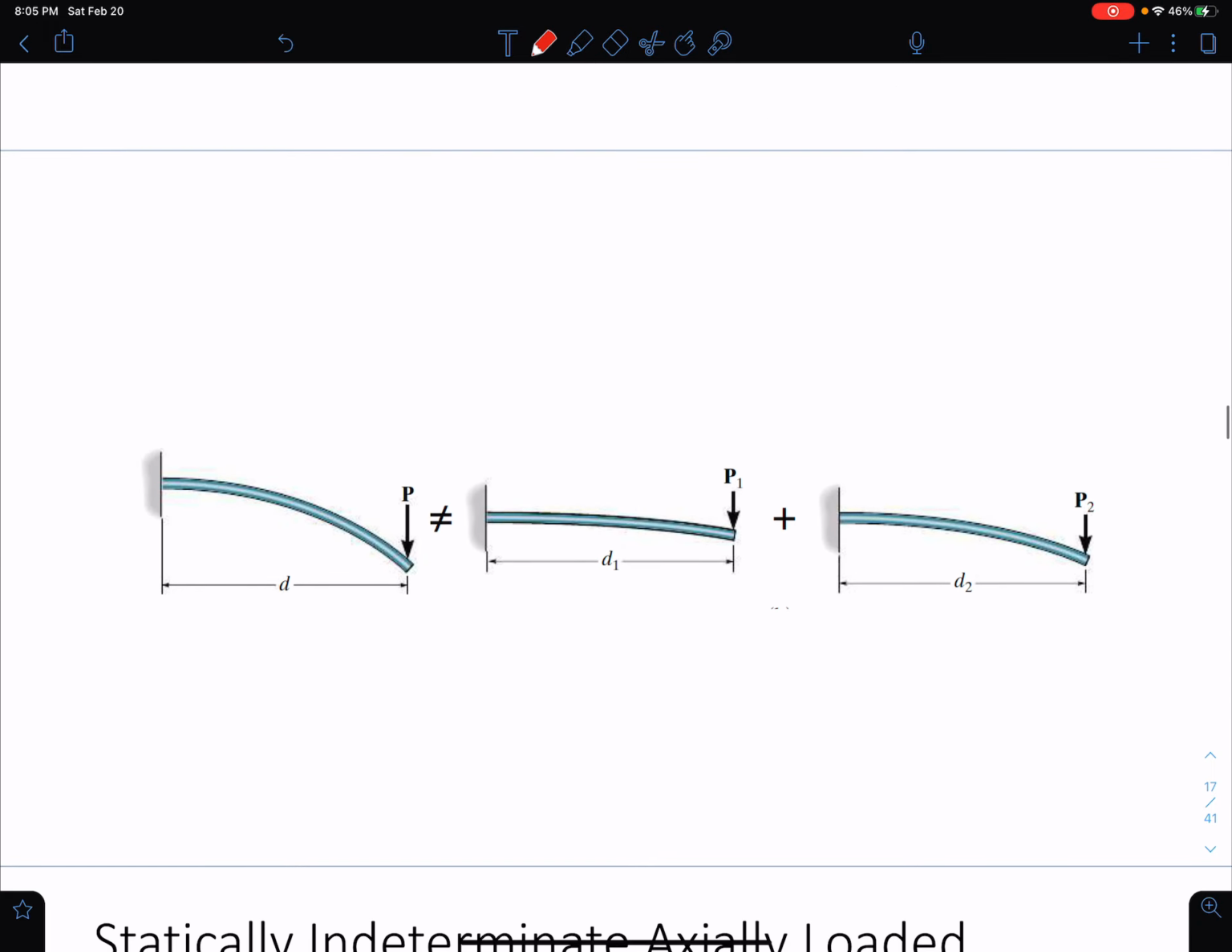Okay. And here is another illustrative example of what the principle of superposition looks like. This is actually in terms of displacement. So you have a system here that's being displaced by some amount, and we can separate that and add it up from two less complicated loading systems.